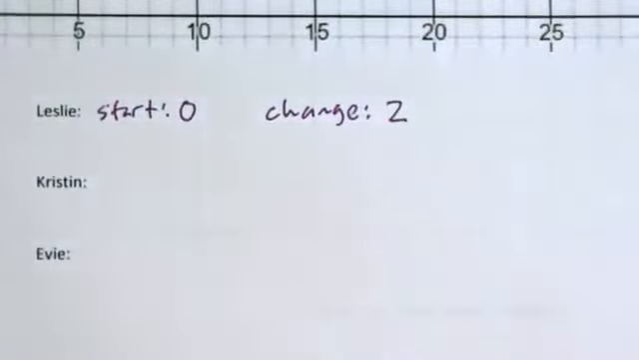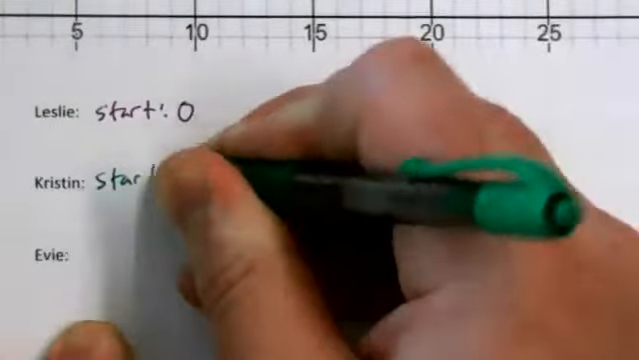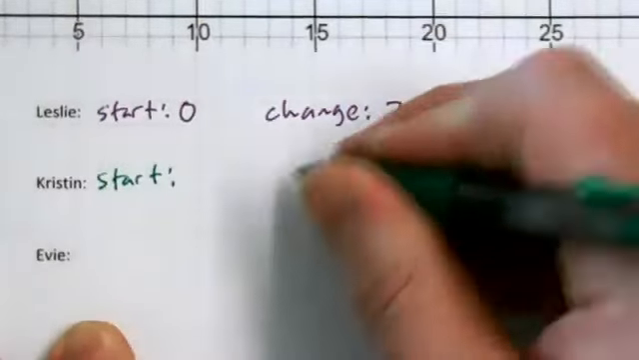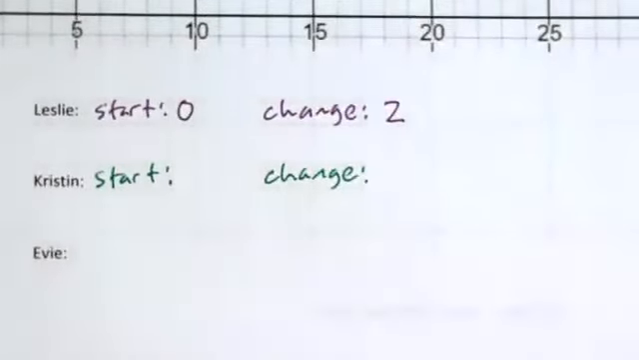All right, let's do the same thing for Kristen. If you could write down the words start and change. And then I'm going to read Kristen's sentence. You have the writing utensil?